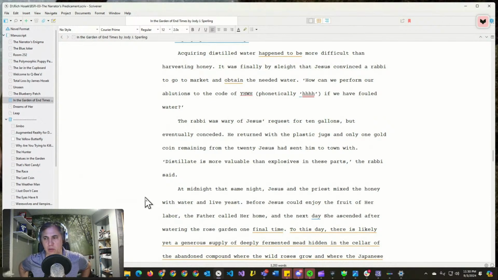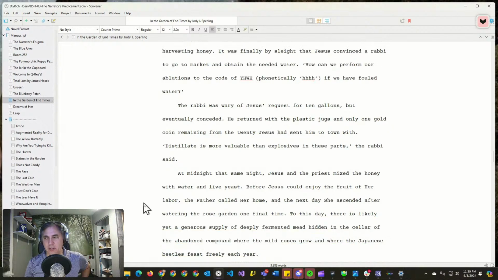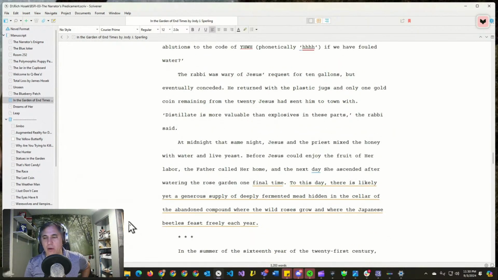Distillate is more valuable than explosives in these parts, the rabbi said. At midnight that same night, Jesus and the priest mixed the honey with water and live yeast. Before Jesus could enjoy the fruit of her labor, the Father called her home. And the next day she ascended after watering the rose garden one final time.